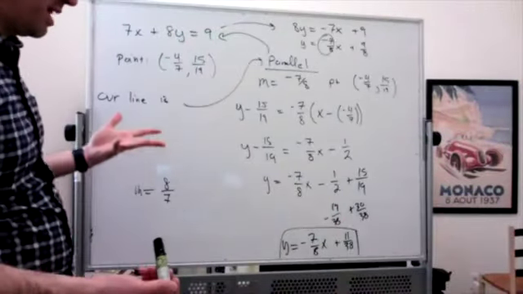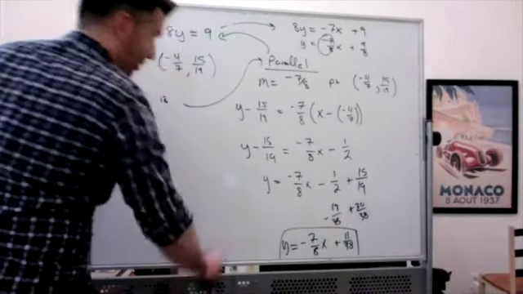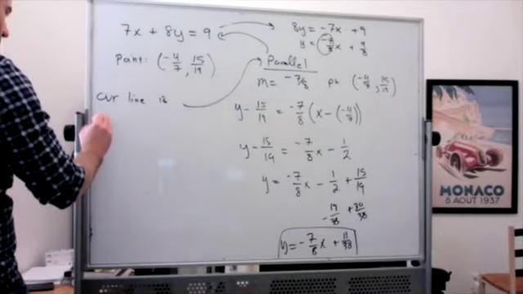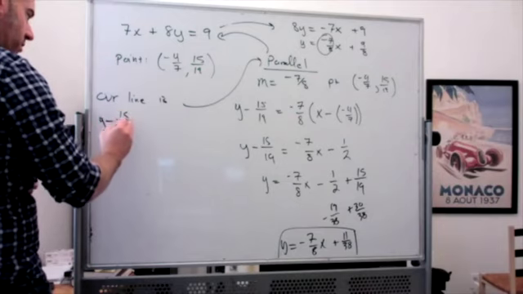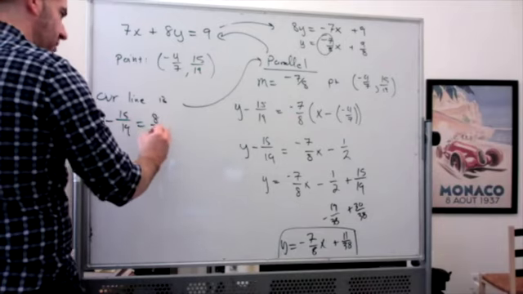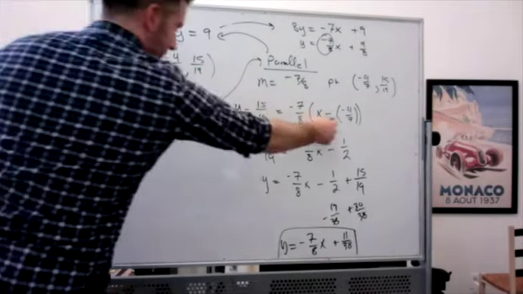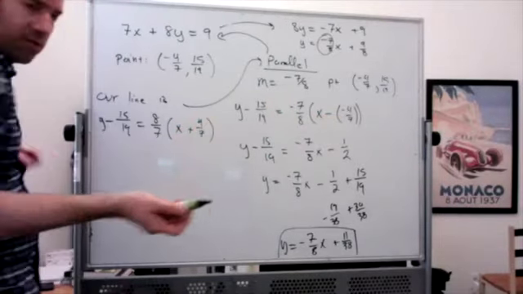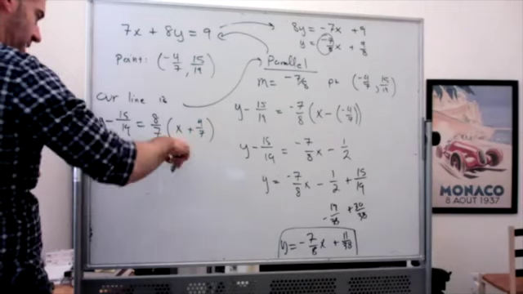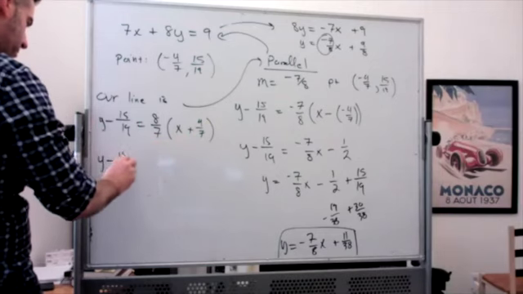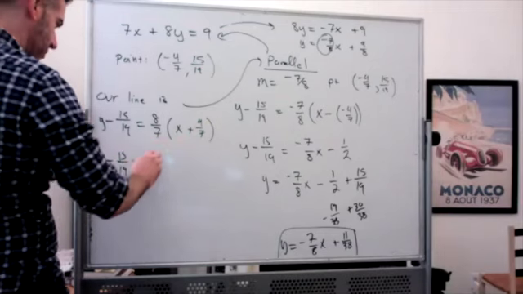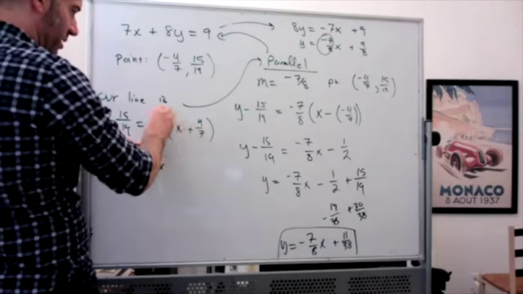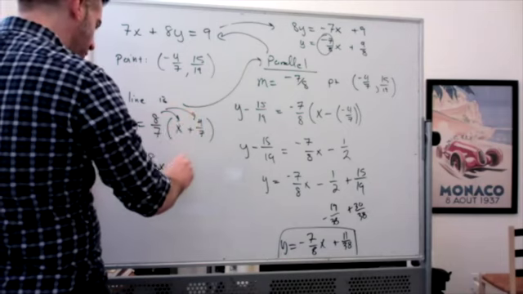For this one here, it's the same process. So now we're going to plug in 8 7ths there. It's still y minus the y coordinate equal to 8 7ths times x minus the x coordinate, which I'm just going to write as plus 4 7ths. Then we would do the same thing and distribute the 8 7ths. y minus 15 19ths equals 8 7ths x, and then 8 7ths times 4 7ths is going to be 32 49ths.